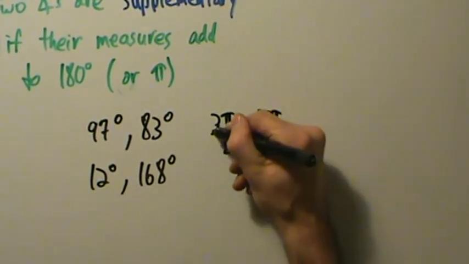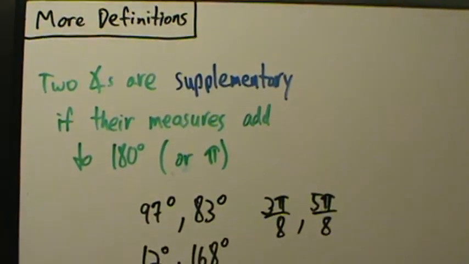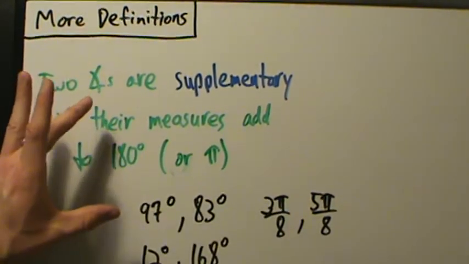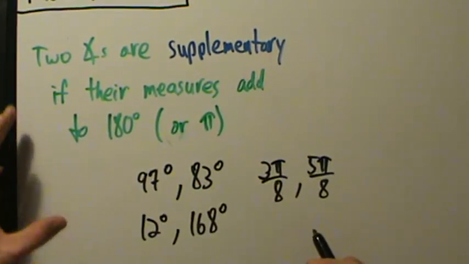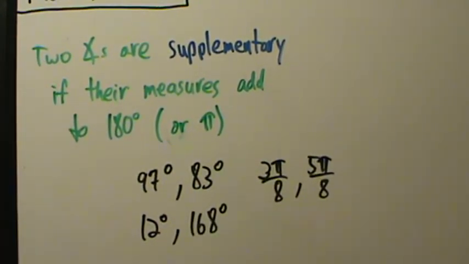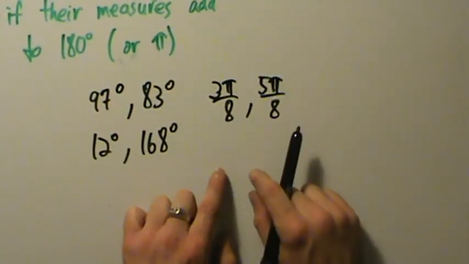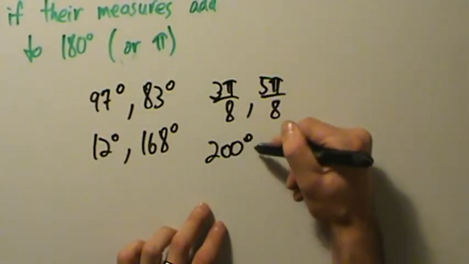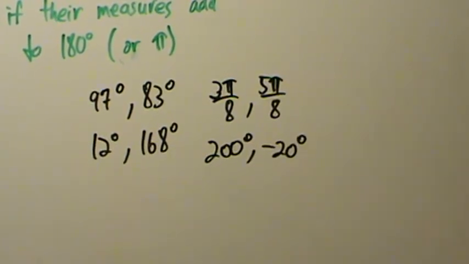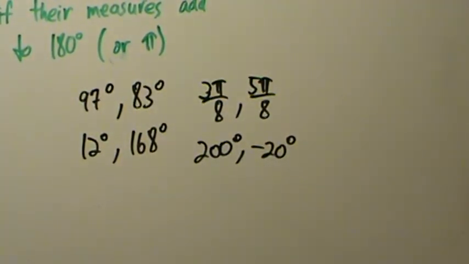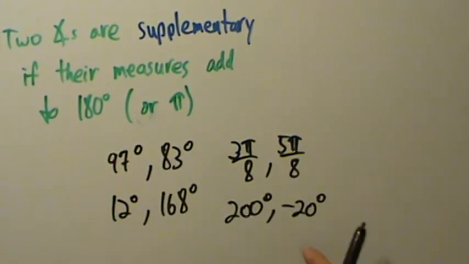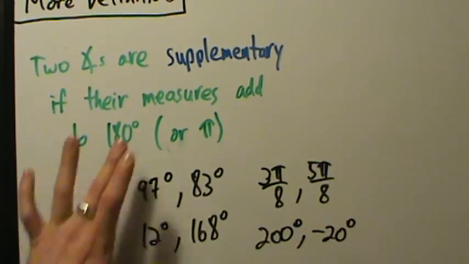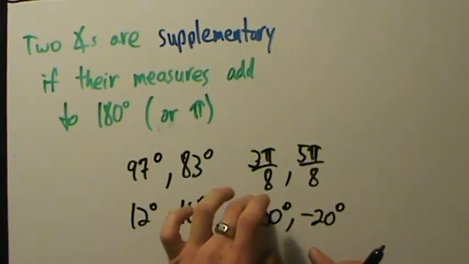And likewise, just like with complementary, some people require that angles be positive in order to talk about them being supplementary. So if you want to talk about angles being supplementary, they're going to have to be positive. But if you don't have that restriction, then you can have negative angles, and you could say, for example, 200 degrees and -20 degrees. But just watch out. It depends on who you talk to, so be careful of what your instructor requires. If angles have to be positive, then you can't have this example here. But if your angles don't have to be positive to be supplementary, then this is an okay example.